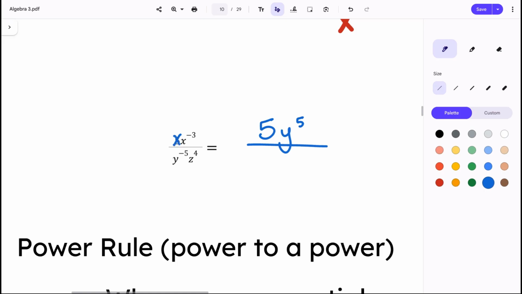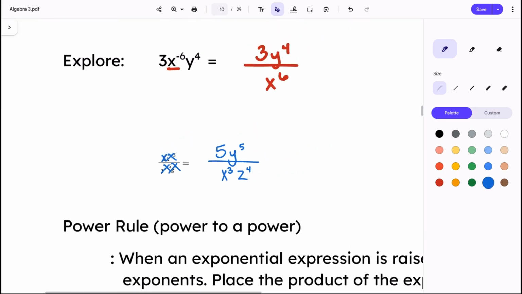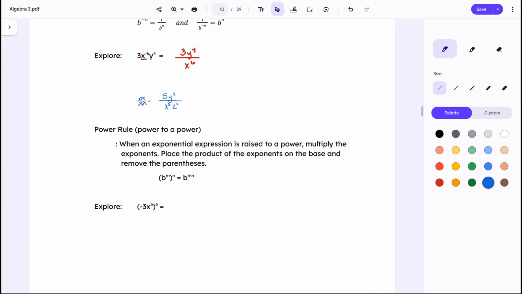Okay, so that takes care of the 5. That takes care of the y. What's going to be on my bottom then? X to the 3rd. Yep, good. So really the x and the y just switch positions there. Questions on how we work with those negative exponents? Okay, we're just zipping through these real quick.